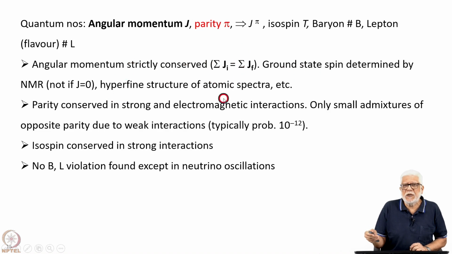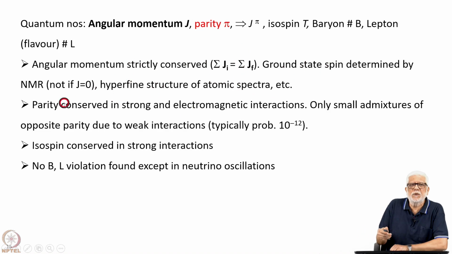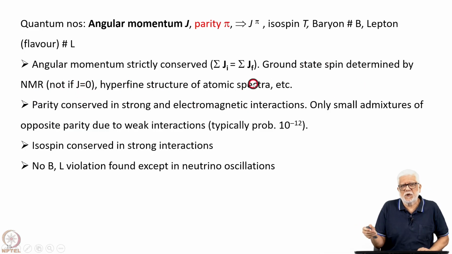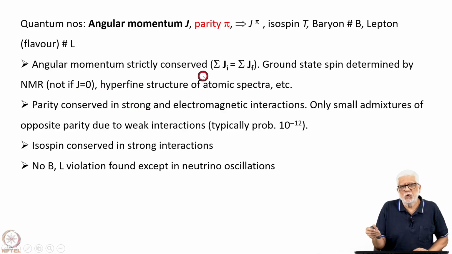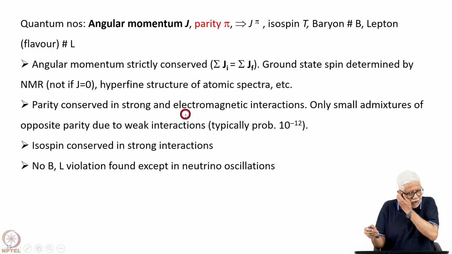And the ground state spin is usually determined in various ways. For instance, by NMR, which is not applicable if J is 0. If J is 0, then of course the NMR spectrum cannot tell you anything about the spin. But you can also look at the hyperfine structure of atomic spectra and so on, and there you can infer whether it is a 0 spin, whether things are singlets, or doublets or triplets, and so on.